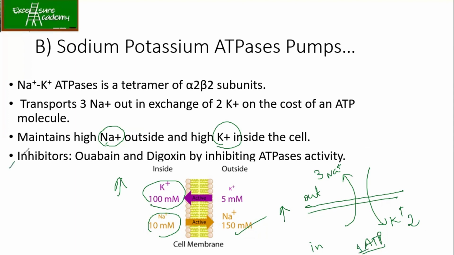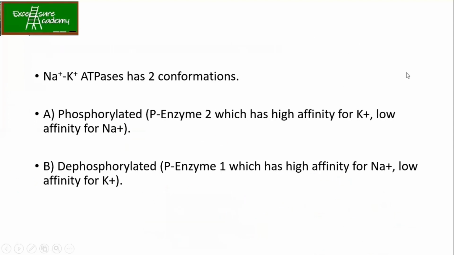Okay, so inhibitors, this is also important. Ouabain and digoxin inhibit the ATPase activity. They can directly bind and block the pump. Now this ATPase also has two conformations. Again, if you have understood that, then this will be easier to understand.